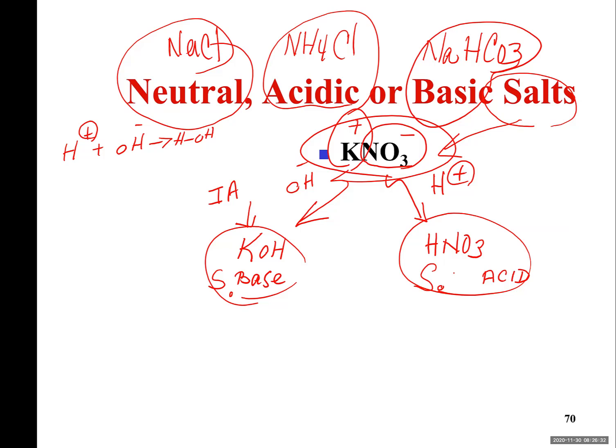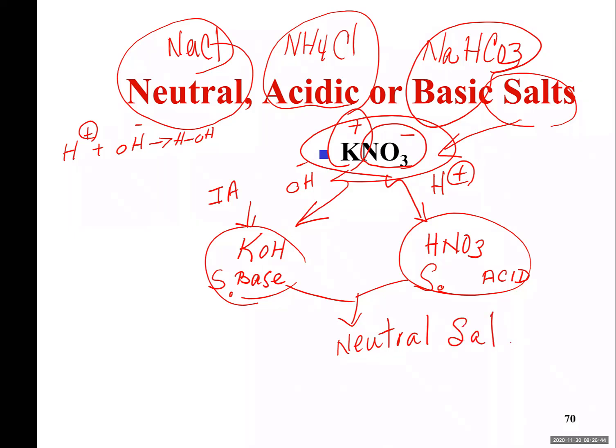So we make a rule. We say if the parents of the salt are both strong, that means they produce a neutral salt. So we say KNO3 is neutral. So how do we know it's neutral? We generate the parents. We look at the parents, which are acid and base. If they are both strong, the salt is going to be neutral as a rule. So that's how you decide whether a salt is neutral, acidic, or basic.